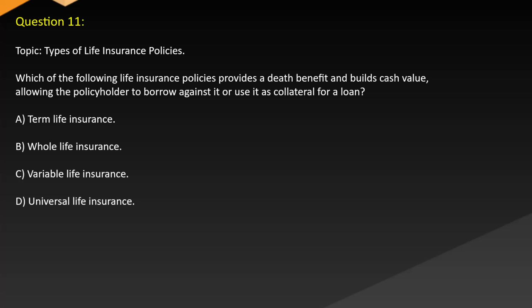Question 11. Topic: types of life insurance policies. Which of the following life insurance policies provides a death benefit and builds cash value, allowing the policyholder to borrow against it or use it as collateral for a loan? A. Term life insurance. B. Whole life insurance. C. Variable life insurance. D. Universal life insurance.